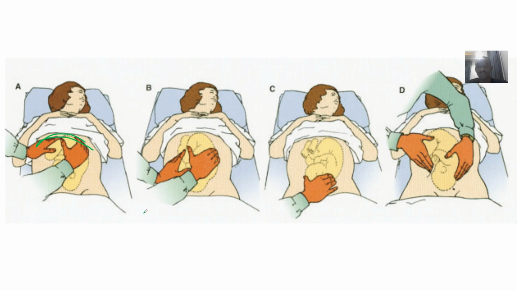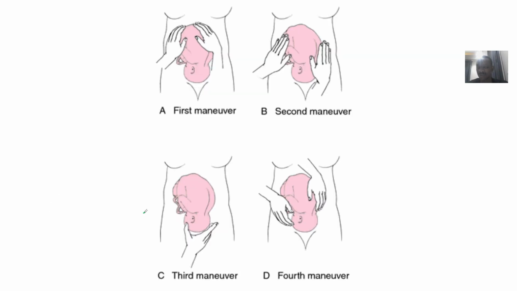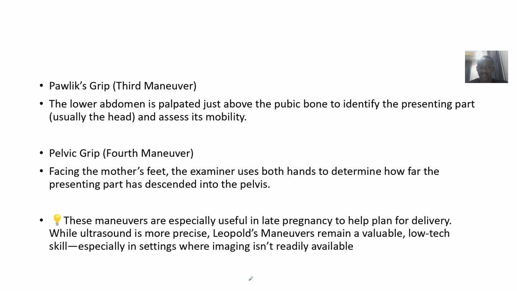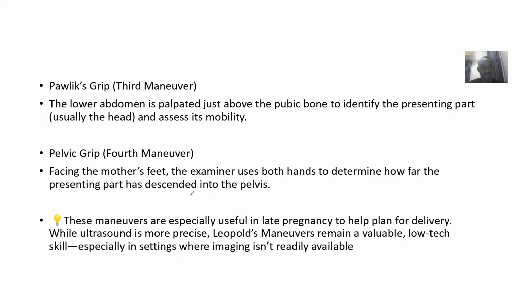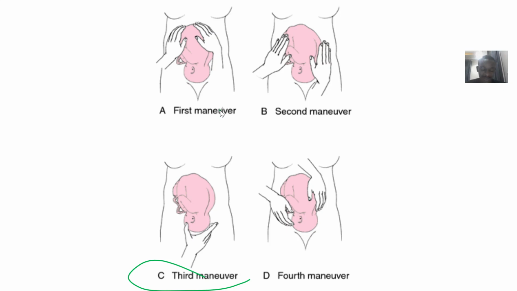Let's go to the next one, which is the third one. The third maneuver is known as the Pawlik maneuver. Here you're feeling the head, to see if the head is coming towards the cervix. The lower abdomen is palpated just above the pubic bone to identify the presenting part. Normally, in a normal baby, it should be the head.